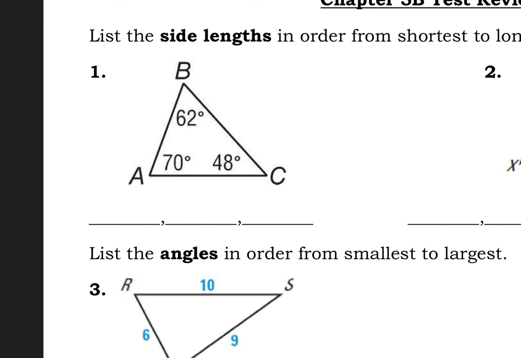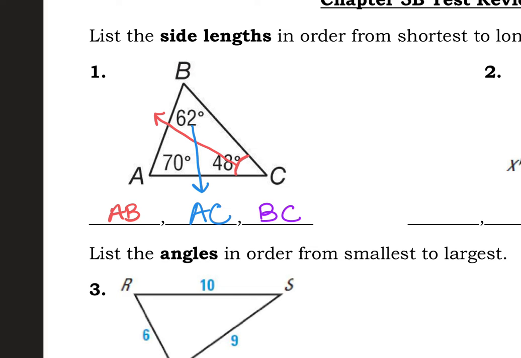So if I'm going from shortest to longest, which angle do I want to start with? 48, because 48 is the smaller angle. So since 48 is my smallest angle, you go across, what would be the shortest side? A to B. Next angle in order from shortest or smallest to largest, what would it be? 62. Across from that we have A to C. Therefore, the longest side has to be side B to C.